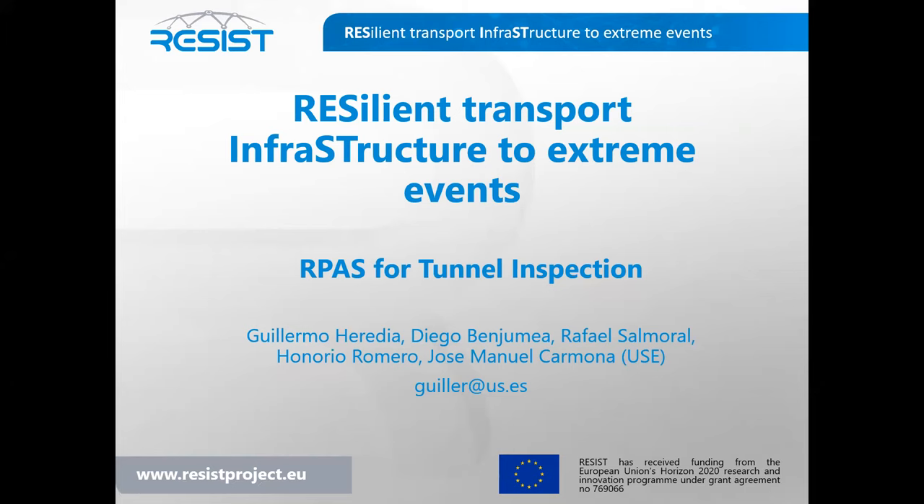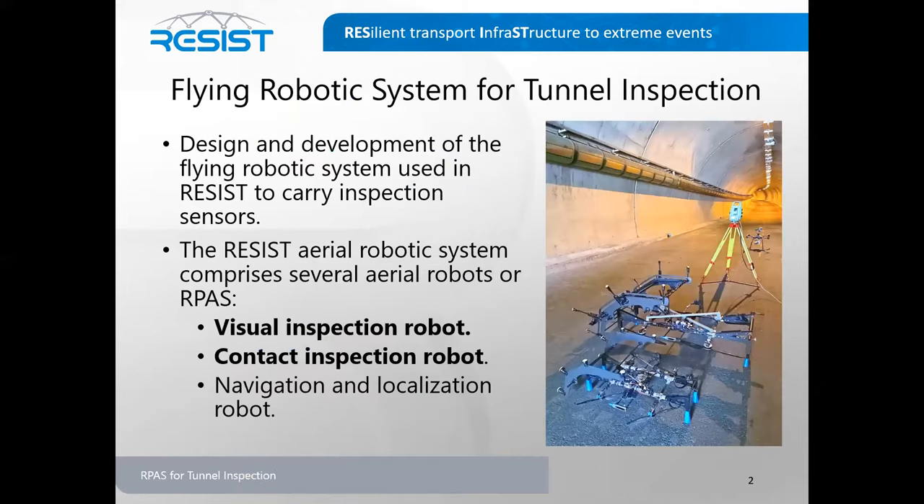I am Guillermo Heredia from University of Seville. I'm going to present very briefly the aerial robot, the ARPAST, for tunnel inspection. The general structure of the robotic system is similar to what has been presented before by Catec. So the idea is to have a visual inspection robot, an aerial robot that carries the sensor that allows to do the visual inspection.